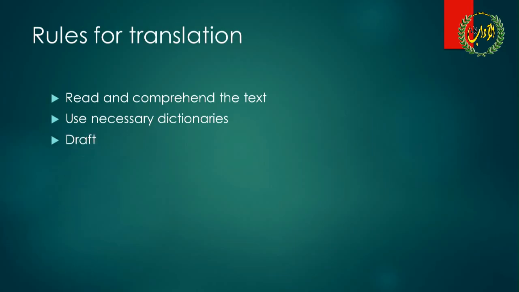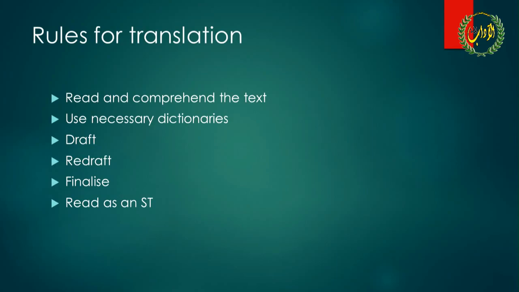After you read and comprehend the text and use the dictionaries to get to know the meaning of the text, try to make a draft translation and then redraft. Read the text again for any mistakes and try to make a redraft, and then finalize the text to make a final version of your translation.